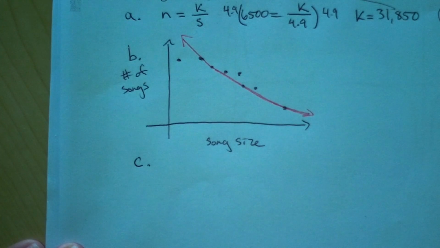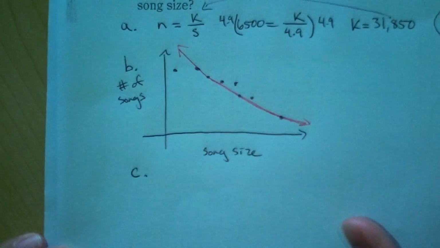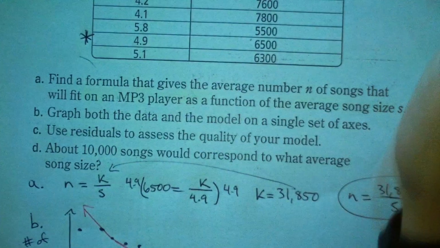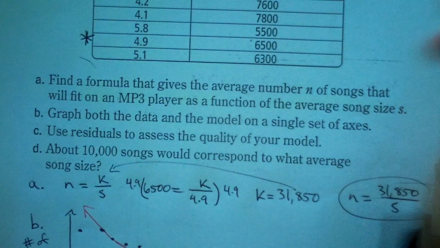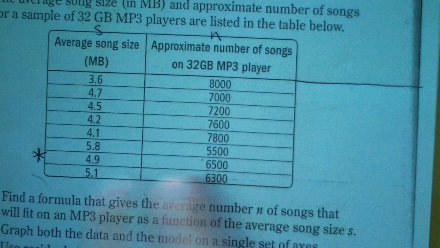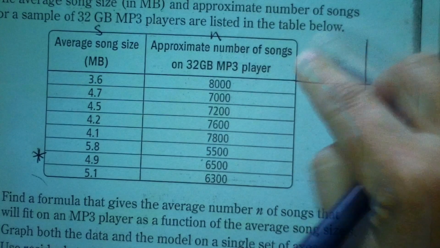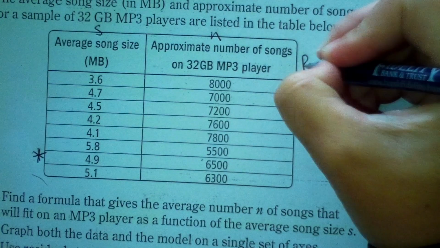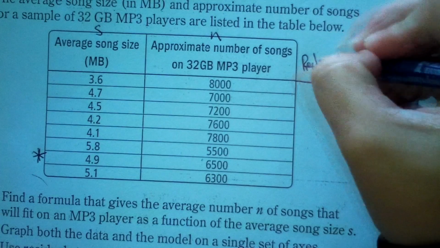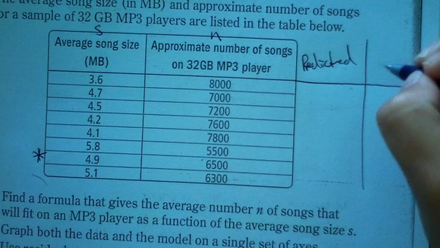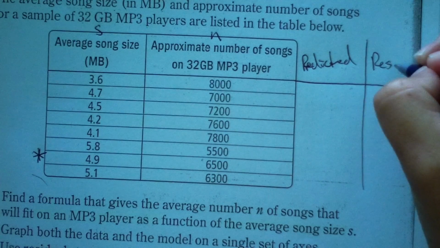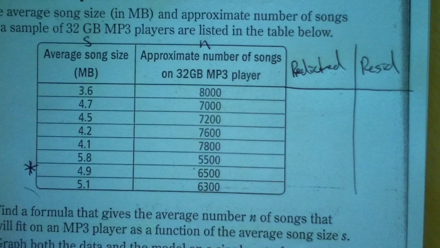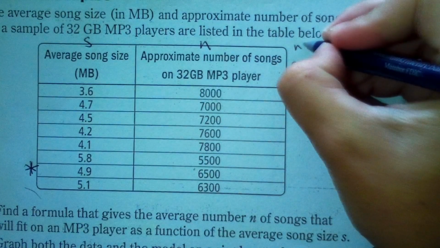Okay, so I would just take each of these and plug them in. So here, I'm going to plug into that formula 31,850. My S value is 3.6. So I just go 31,850 divided by 3.6. Get that number there, 8,847.2. I'm just going to go to the tenths. And then I just keep doing that for all my numbers there. So I go 31,850 divided by the next one, and just keep doing that out.